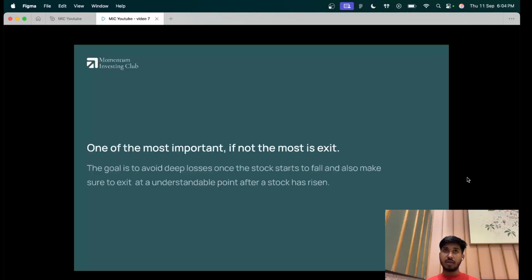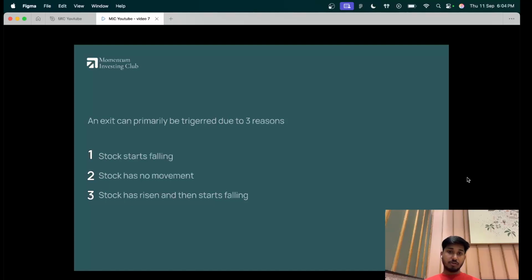In momentum investing, there are certain principles that one can follow to make sure they are in line with these two parameters. Exiting a stock in a momentum portfolio or any portfolio can be triggered by three main reasons. Let's say a stock starts falling, or a stock has zero movement, and lastly, a stock has risen and it's time to book profit.